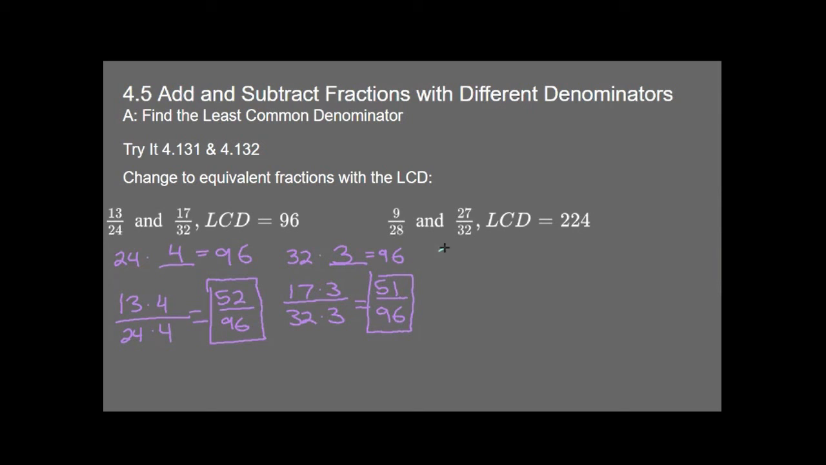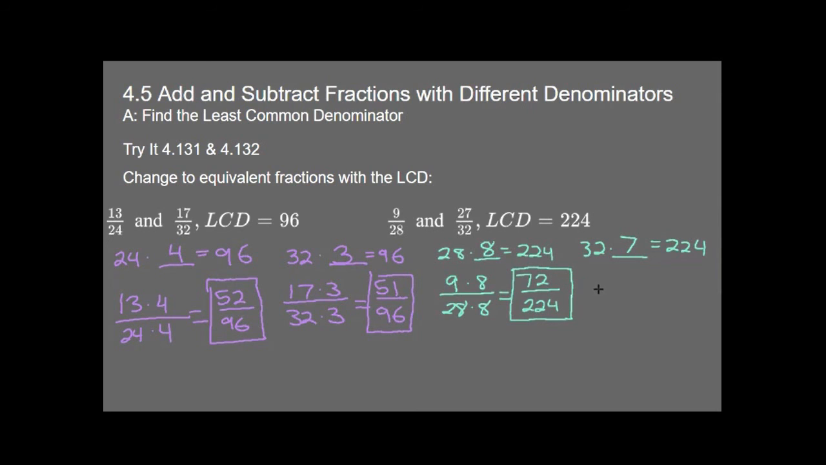And the last one, 28 times what is equal to 224? Once again, this would take you some time, but for the sake of our time here, I'm just going to tell you that it's 8. And 32 times what is equal to 224? And that's going to be 7. So I'm going to multiply 9/28 by 8 on the top and 8 on the bottom. 9 times 8 on the top is 72, and the denominator is 224. So 72/224 is equivalent to 9/28.